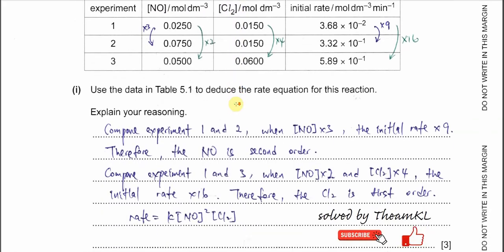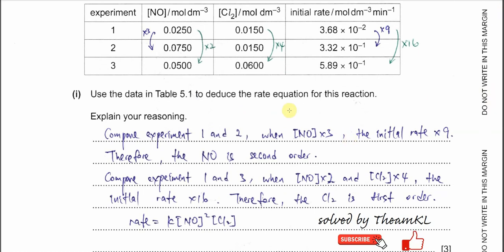So let's start with the easy one, the order for the nitrogen monoxide. We use experiments 1 and 2 and compare these two. When the concentration of the NO times 3, the rate times 9, and the concentration of the chlorine is the same. So the initial rate here is only affected by the change in the concentration of the NO.